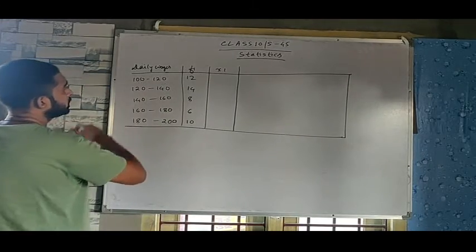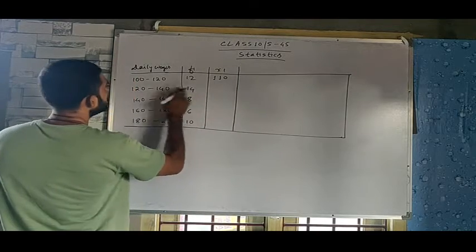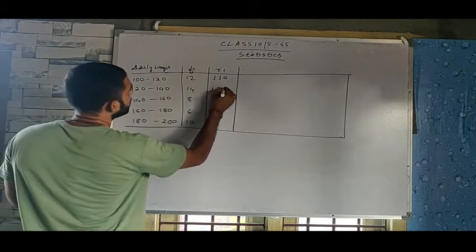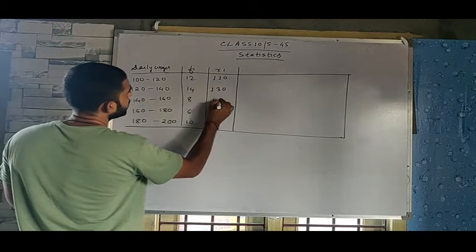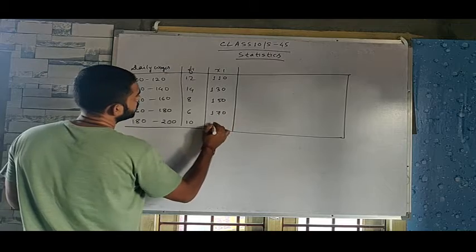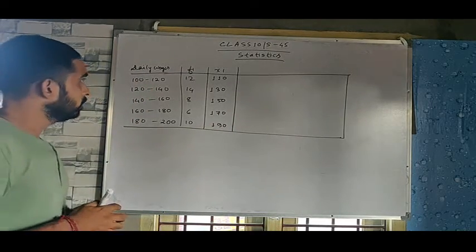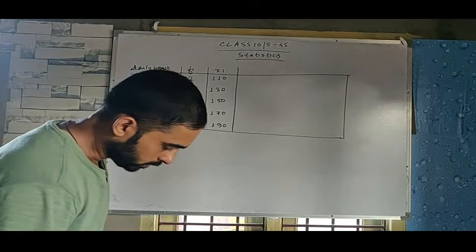So 110 plus 120, 220 by 2, is 110. This will be 130. This will be 150. This will be 170, and this will be 190.